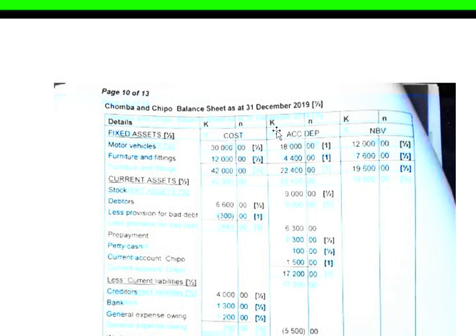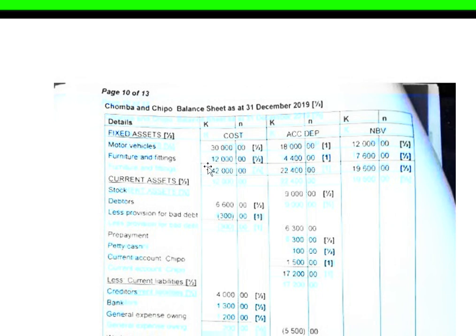Motor vehicles, they make this little note here inside the balance sheet. The cost was 30,000. Now if you go and add up your accumulated depreciation, it was 12,000 at the start of the year, but we did an adjustment and we added 6,000. So we want the book value of the assets, the net book value. So we say 30,000 minus 18,000 is 12,000. This is the accumulated depreciation up until the 31st of December 2019.